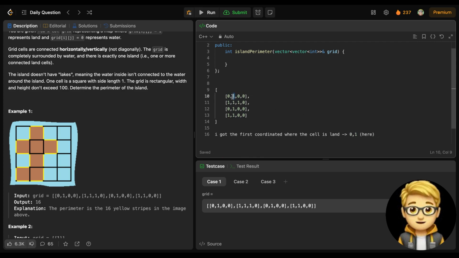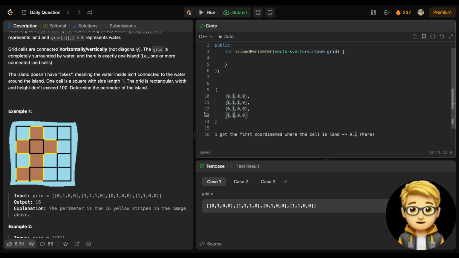We can't move in the left direction or the right direction, but we can move in the downward direction, which is 1. So I will move there. Now again I will move in the four directions. 0 comma 1 is already visited, so we will not move upward, but we can move in the other three directions. This is how we will move across the whole island, and this is how I will get this island.